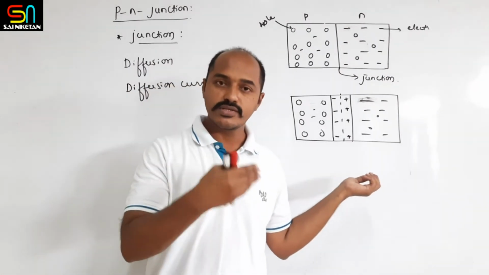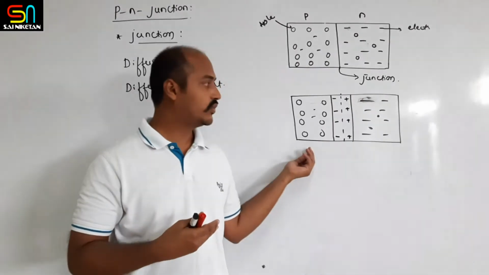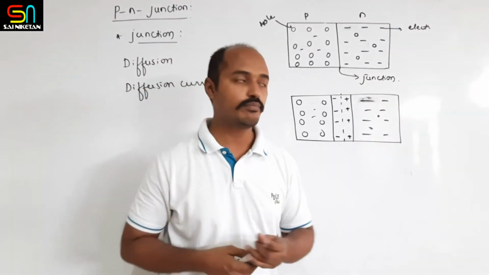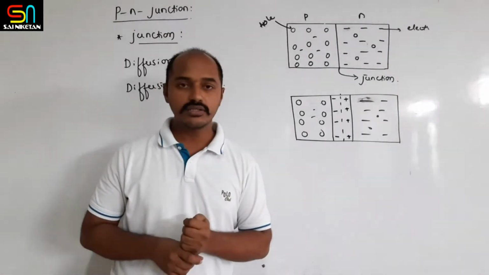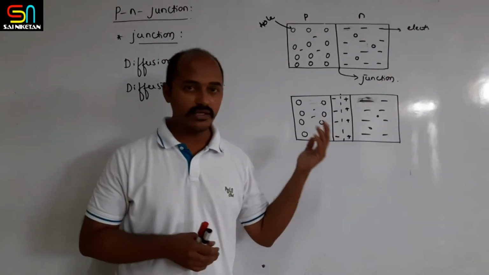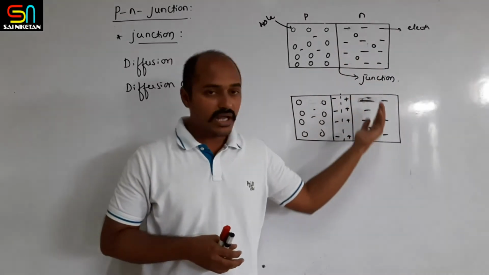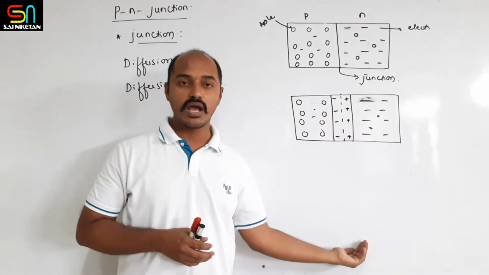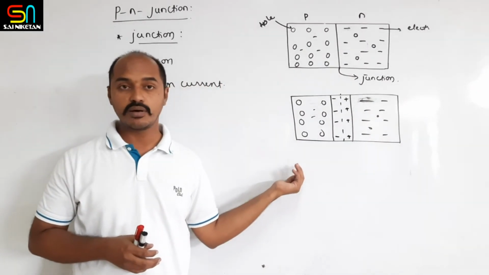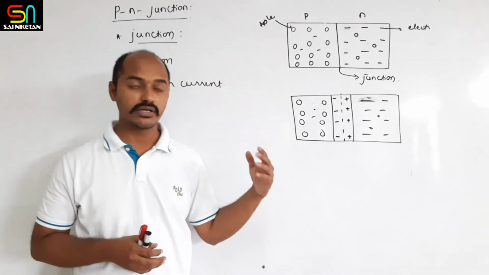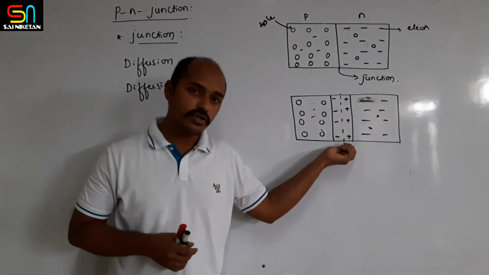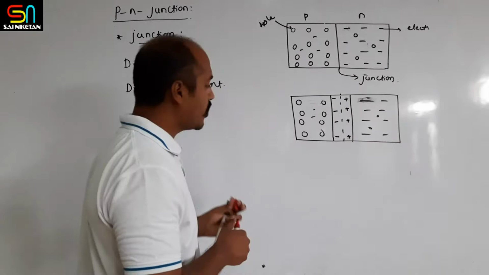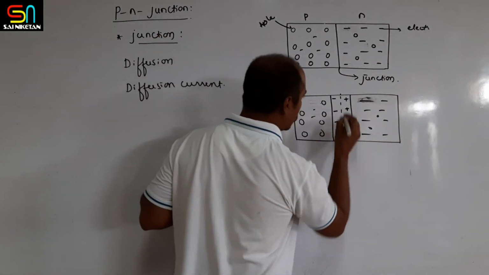This diffusion process continues till the equilibrium is reached. Equilibrium means the number of holes must be equal to the number of electrons in the p-n junction. Here you can see in the n-type semiconductor, completely positively charged ions were there, and in the p-type semiconductor, completely negative ions are there. So I can say that here a positive plate and here a negative plate are formed. So these two plates being positive and negative, an electric field is generated.